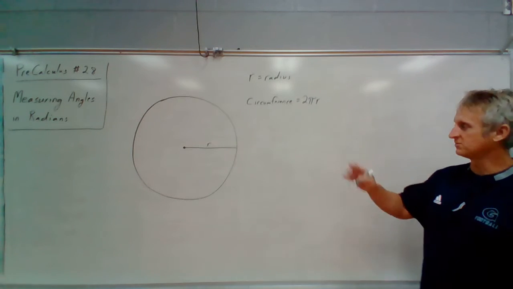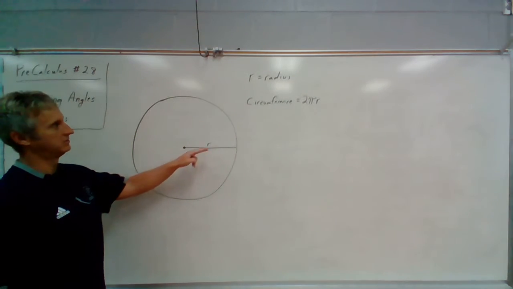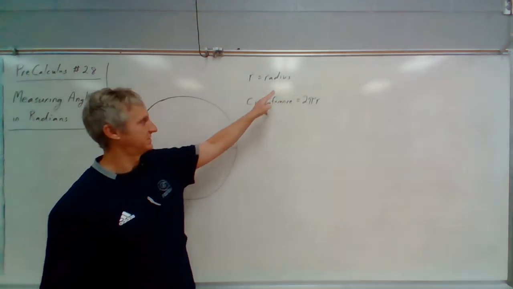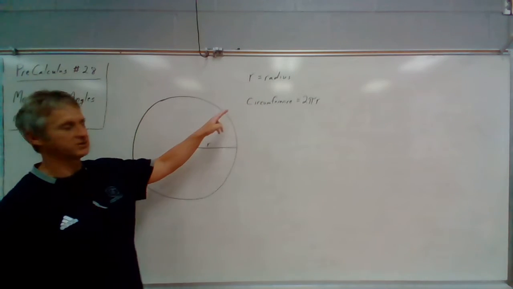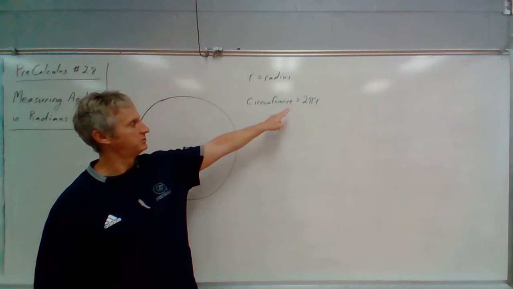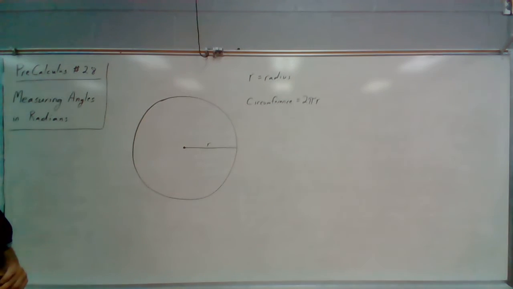All right, so consider this circle. Okay, R is going to stand for the radius of the circle. So I'm saying radius, that means this distance here. Remember an important fact, the circumference of a circle is 2 pi times the radius, or pi times diameter.